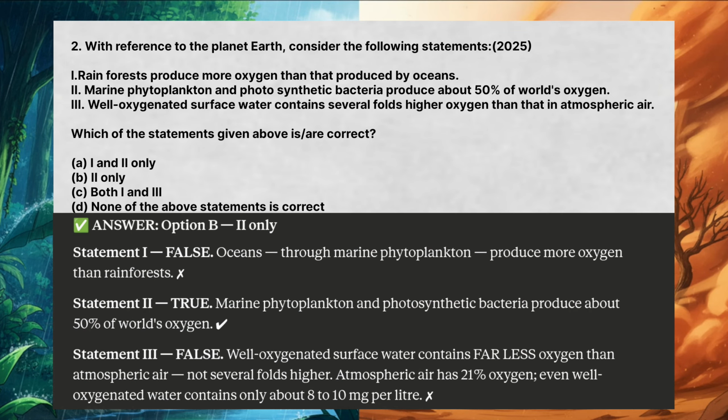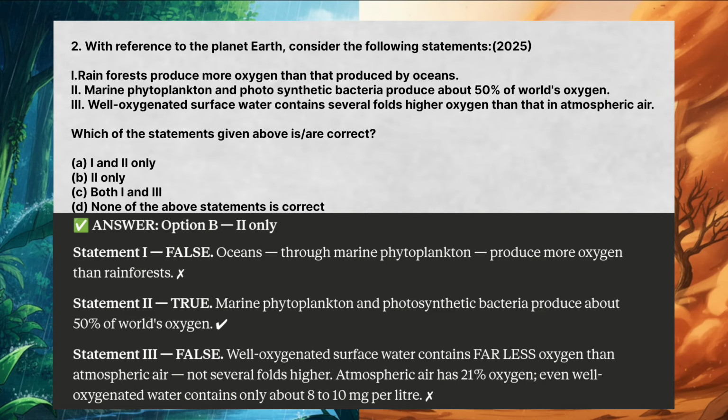Statement 1 false. Oceans, through marine phytoplankton, produce more oxygen than rainforests. Statement 2 true. Marine phytoplankton and photosynthetic bacteria produce about 50% of world's oxygen. Statement 3 false. Well-oxygenated surface water contains far less oxygen than atmospheric air, not several folds higher. Atmospheric air has 21% oxygen. Even well-oxygenated water contains only about 8 to 10 milligrams per liter.